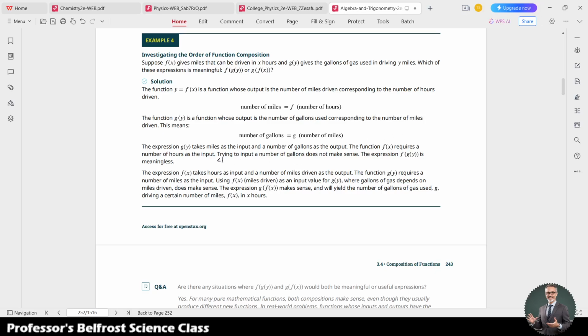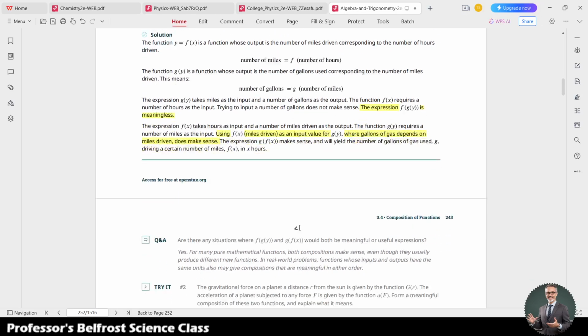Okay, so the expression g(y) takes miles as the input and the number of gallons as the output, and the function f(x) requires a number of hours as the input. So trying to input a number of gallons will not make sense, so f(g(y)) is meaningless. As the expression f(x) takes hours as input and number of miles driven as the output, and the function g(y) requires the number of miles as the input, when we are doing this one, it will make sense. It's very easy.